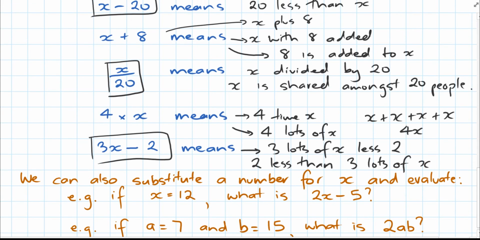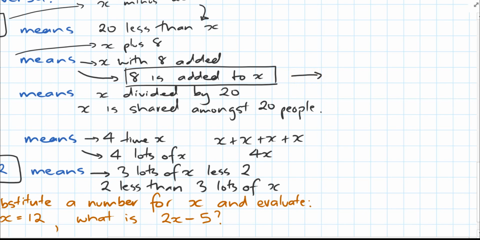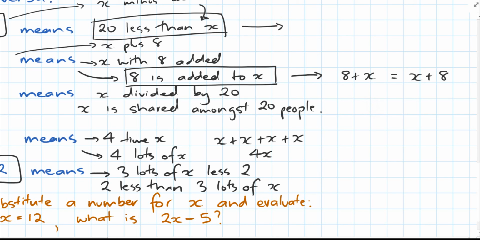And you should be able to go the other way as well. So if you were given, say, this statement here, 8 is added to x, you should be able to translate that as being 8 plus x, which is equal to x plus 8. So either of those would be acceptable. If we were looking at this English statement here, 20 less than x, we should be able to write x minus 20.